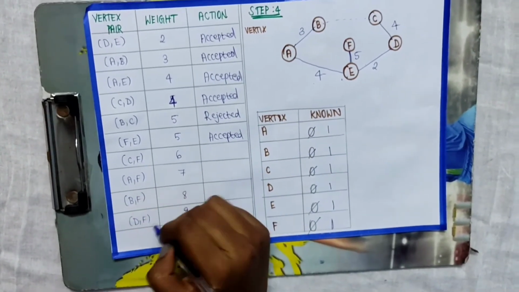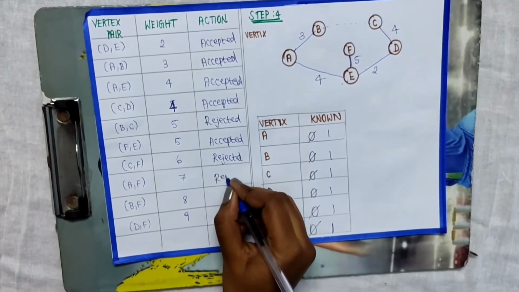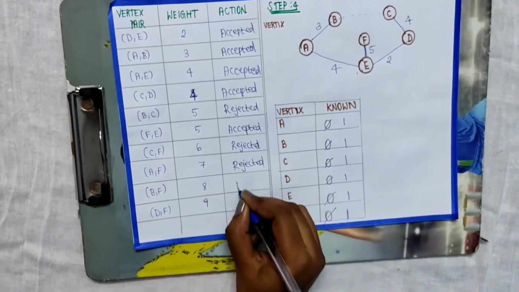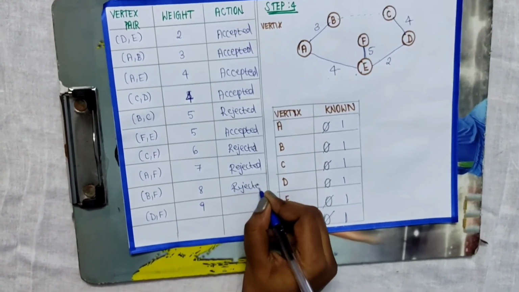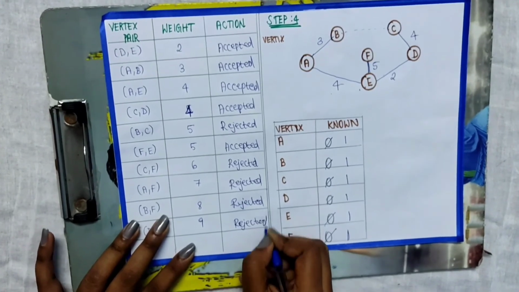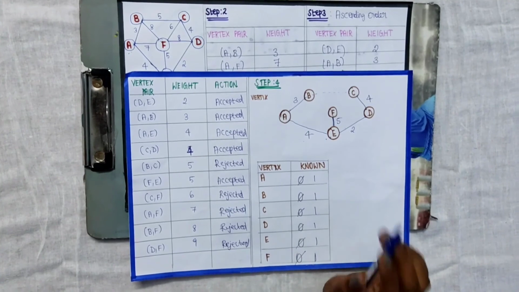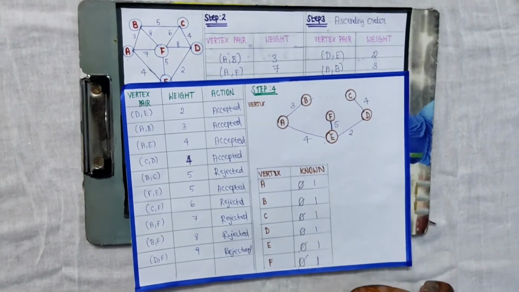And the remaining vertex pairs will get the action as rejected, rejected, rejected and rejected. So these are the 4 steps to find Kruskal's algorithm. Hope you understand this video. Thank you.